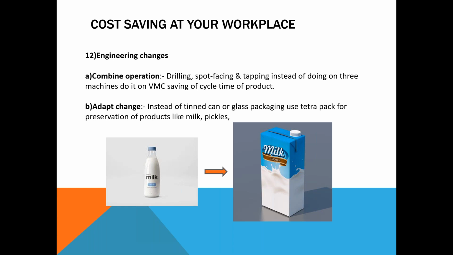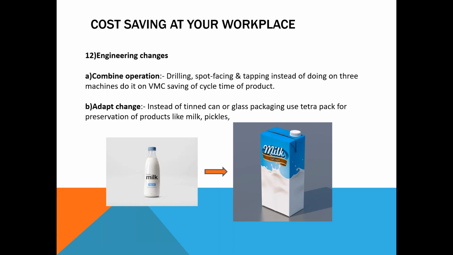Now there is an engineering change. How to do this in engineering change? What I am doing is a combining operation like drilling, spot facing, milling, tapping, which is done on different machines. Now this can be done on VMC to save the cycle time of the product. This is a combined operation. This is engineering saving, or adapt changes.